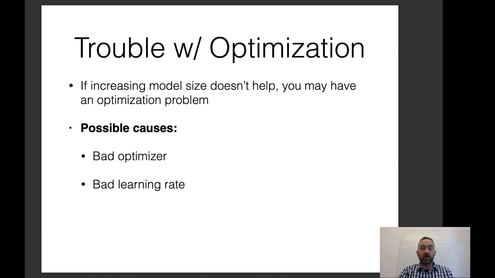You could have a bad learning rate. So if you have a good optimizer, you still may need to adjust the learning rate or even have a special learning rate schedule.